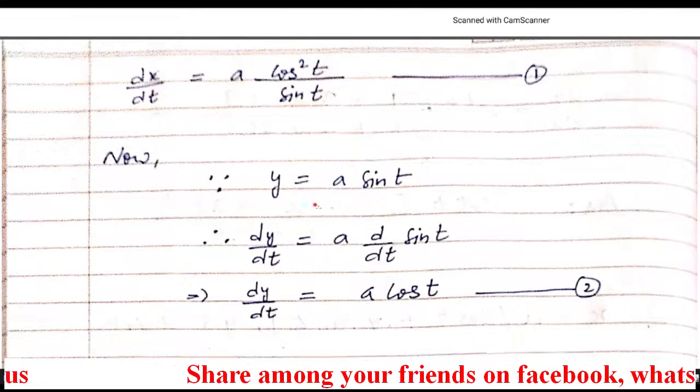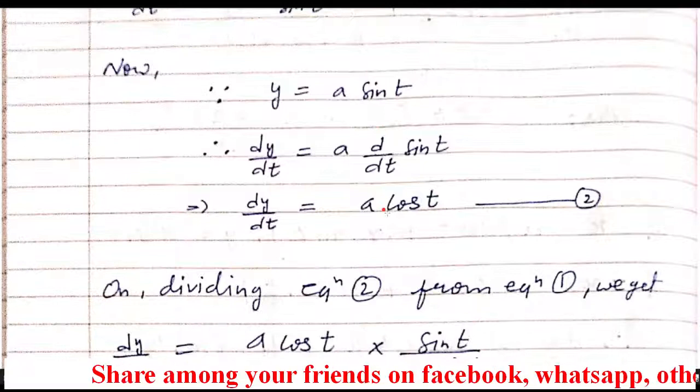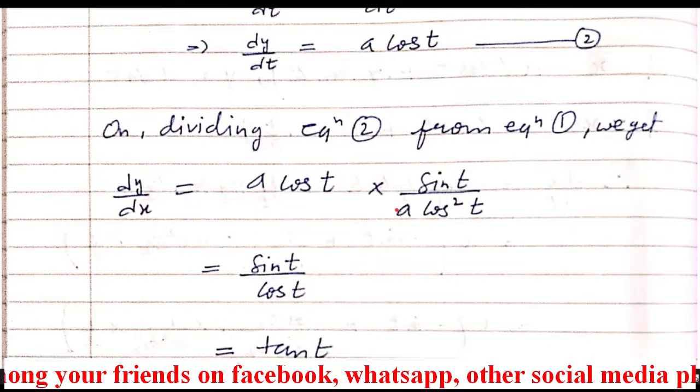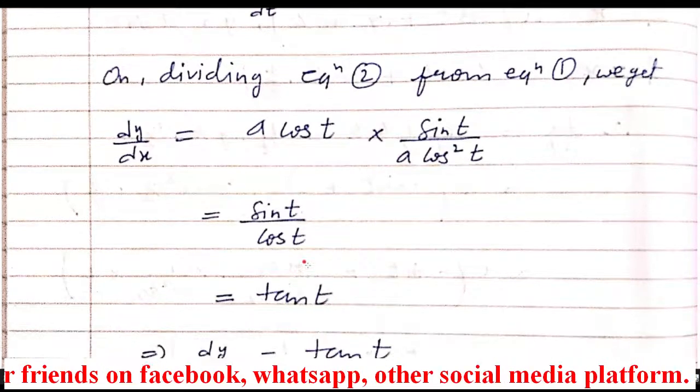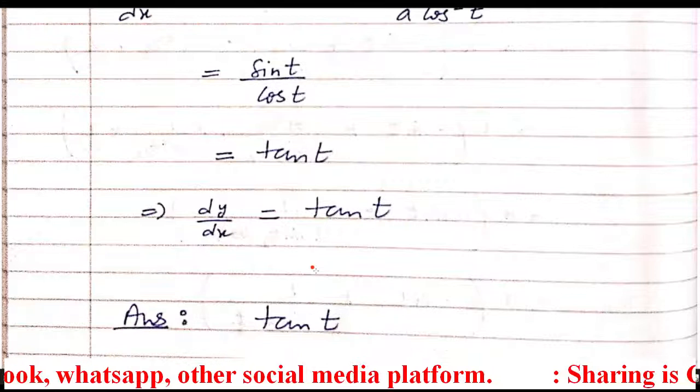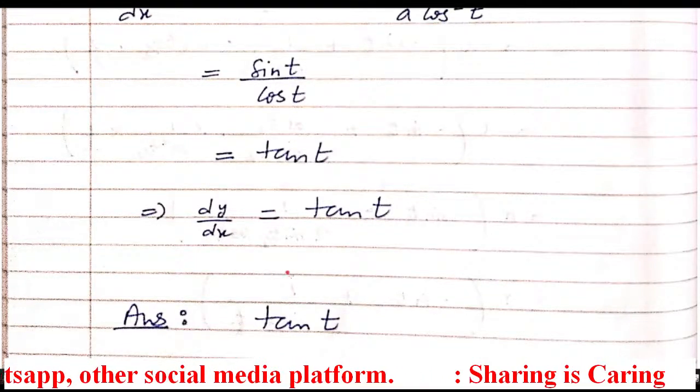Now we will start from y. y is a sin t, differentiate it, you will get a cos t. Divide equation 2 by equation 1. So you will obtain sin t upon cos t, that is tan t. Hence this question number 4 is completed. So I hope question number 4 is clear.